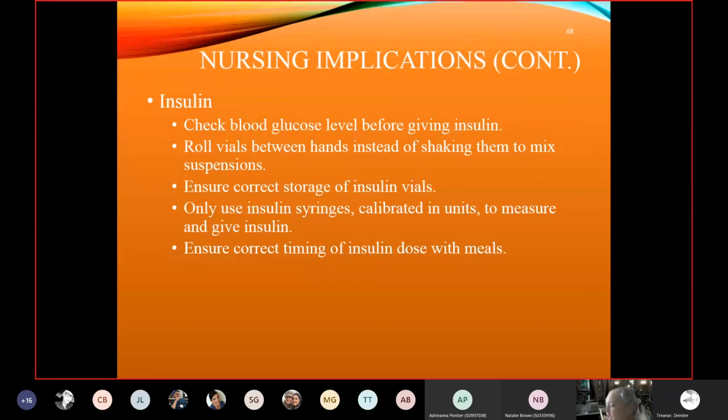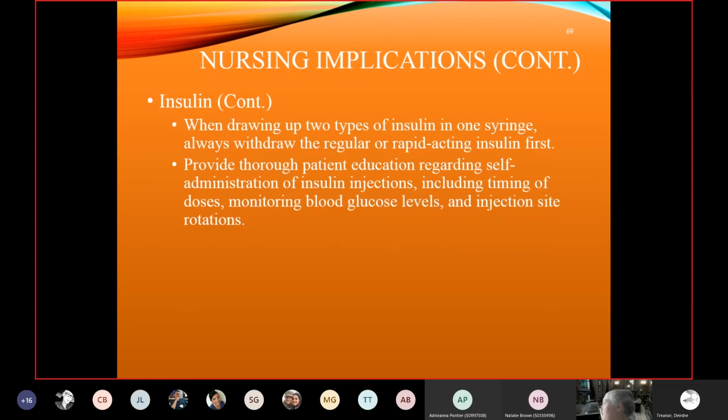So make sure that the patient is eating or going to eat any minute now. You're going to give a sub-Q injection at 90-degree angle unless the patient is emaciated or extremely thin. In that case, you might give a 45-degree angle. Drawing up 2 types, we talk about the regular or rapid, clear to cloudy. Make sure you provide education. It's one of the 10 rights. Regarding the medication, monitoring blood glucose, injection site rotation, very important.